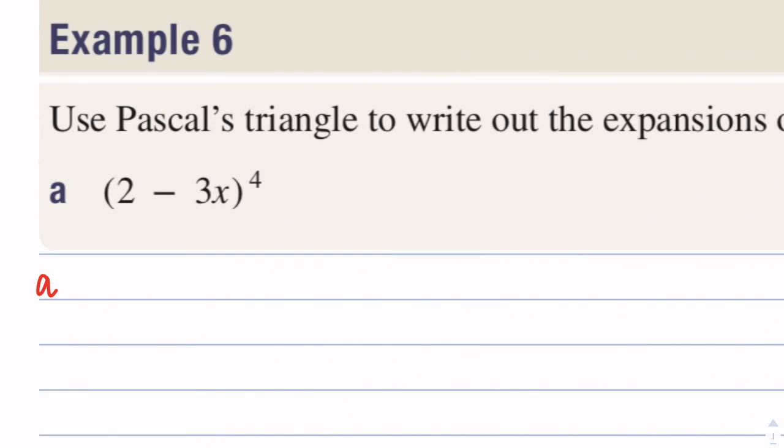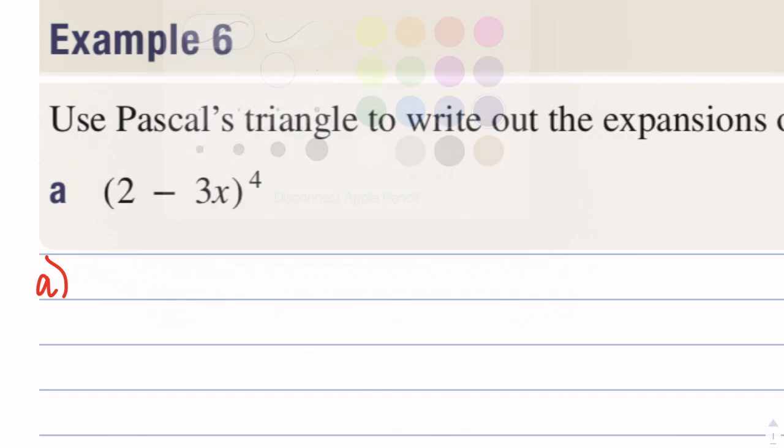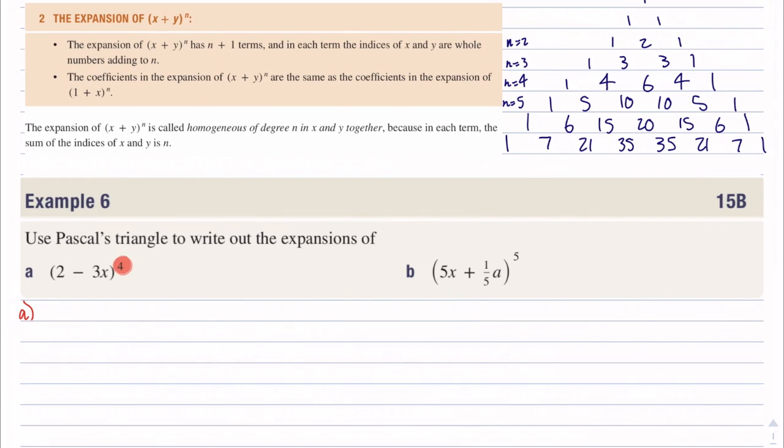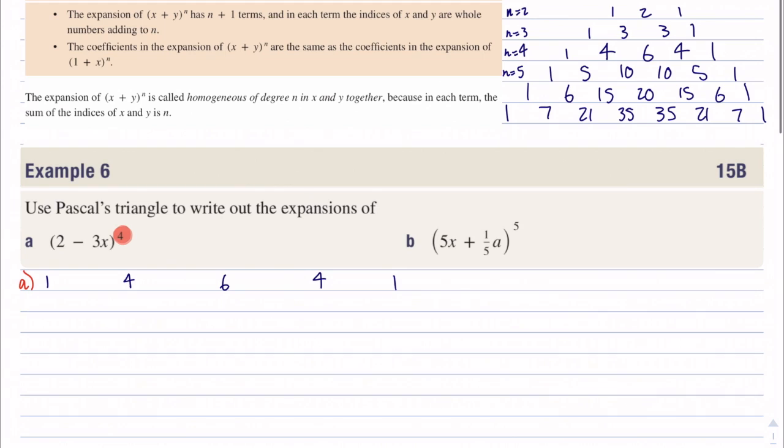Okay, so let's do A. We've got 2 take 3x, to the 4. Let's start off by putting our expansions to the 4 in. So, 1, 4, 6, 4, 1. We're going to build everything around that. Those 1, 4, 6, 4, 1s were just from the actual expansions in Pascal's triangle.